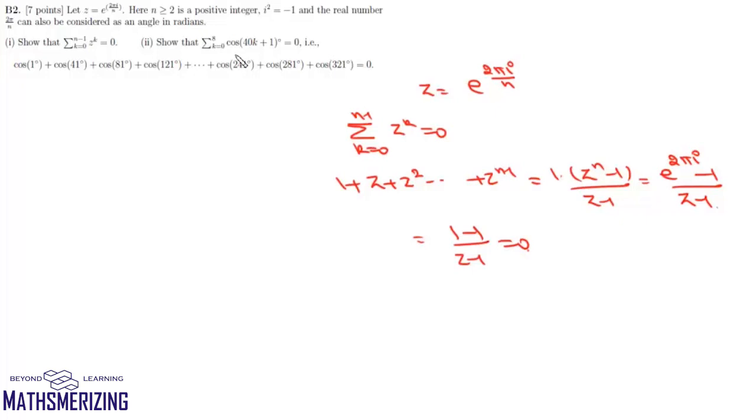Second part is, we need to show that this summation k varies from 0 to 8 of cos of 40k plus 1 is 0.